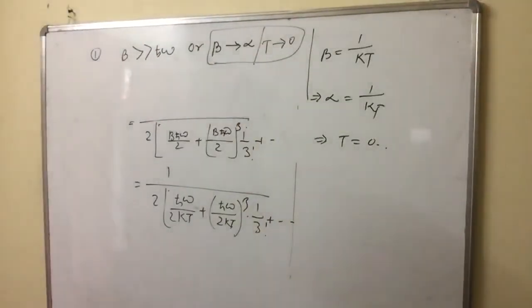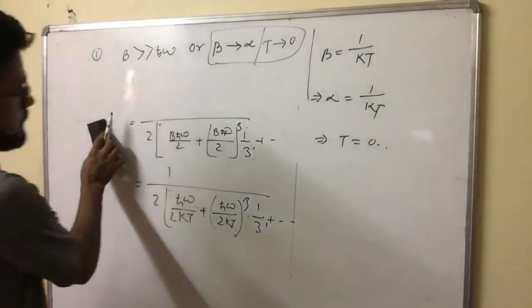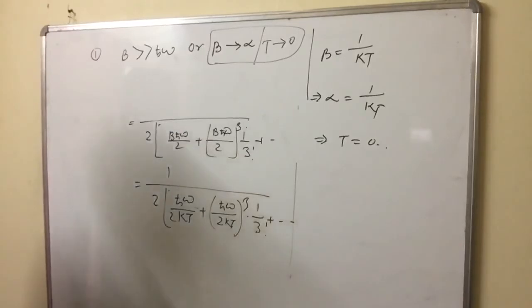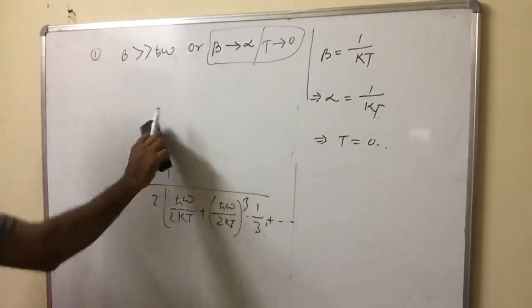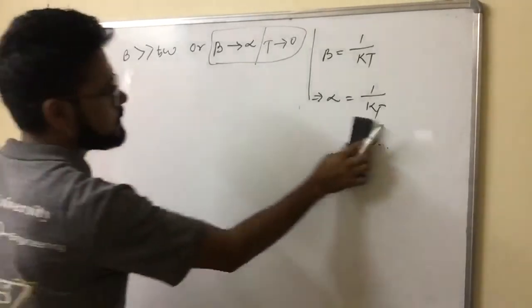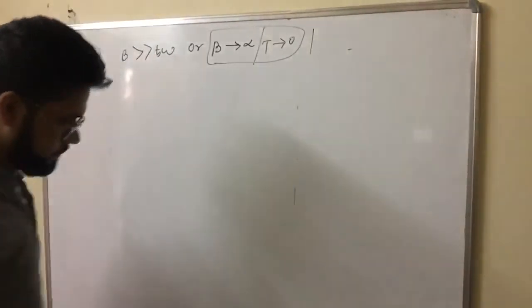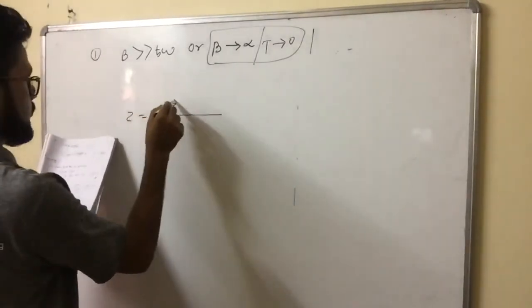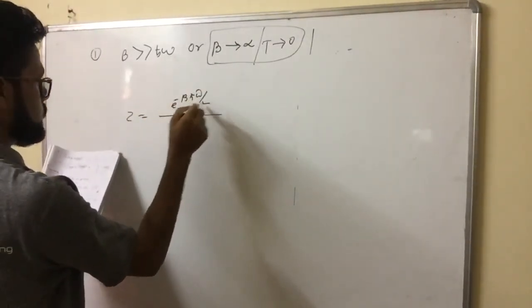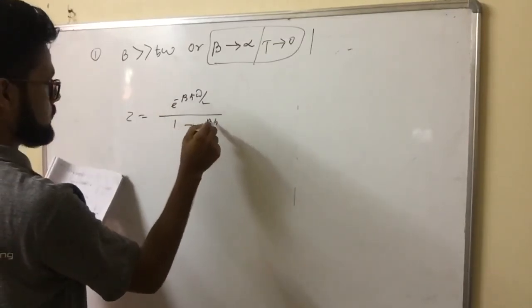So what is the value of this one? What is the value? T tends to 0. Energy becomes, it will become what? Reverse. Or you can check it from here. Z equal to, I can write in a simplified way, e to the power minus beta h cos omega by 2, over 1 minus e to the power minus beta h cos omega.